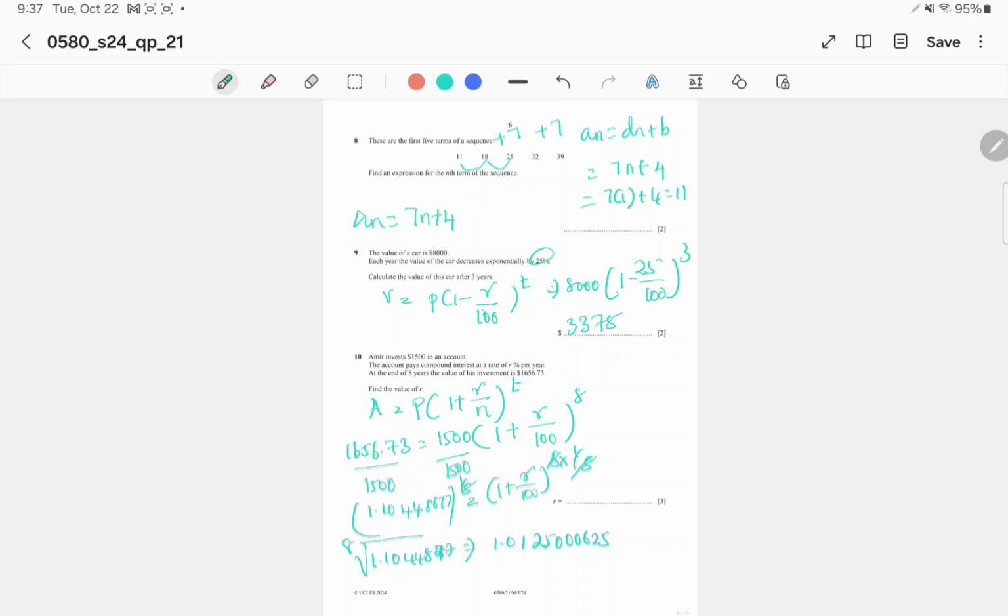Again substituting in the equation, I'll move here, I'll erase this part alone. Again I'm doing it, you get the answer. So R is equal to 100 into (1.0125 minus 1). So the answer is 1.25. This is the rate of interest for this one.